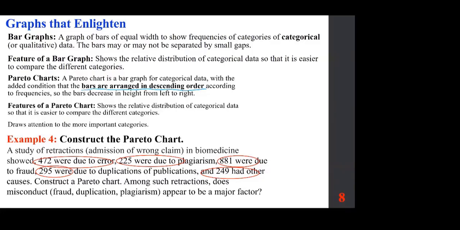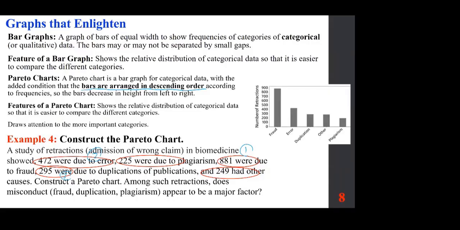Then which one is the second largest? It is 472. So this would be the first bar. This would be the second bar. Then we have 295, duplication. Okay, so everybody gets the picture. So that would be the horizontal axis. What is the vertical axis? Those numbers. And that's what we get. And I don't think one needs much to understand the situation. And clearly, when it says among such retractions, does misconduct appear to be a major factor?